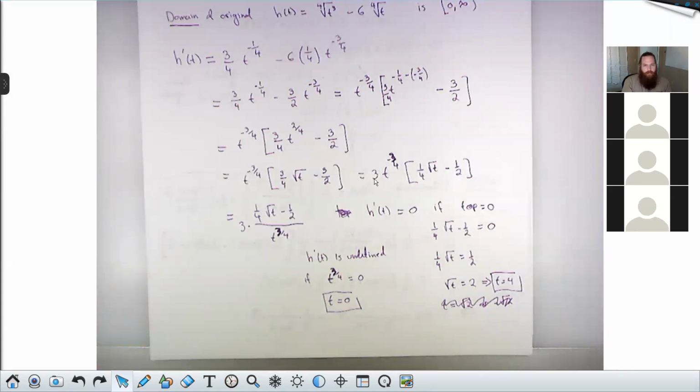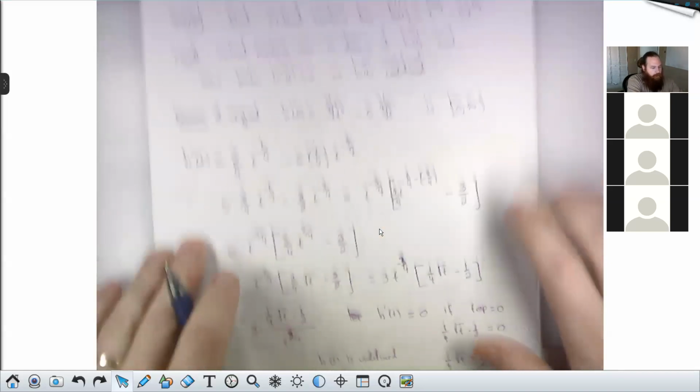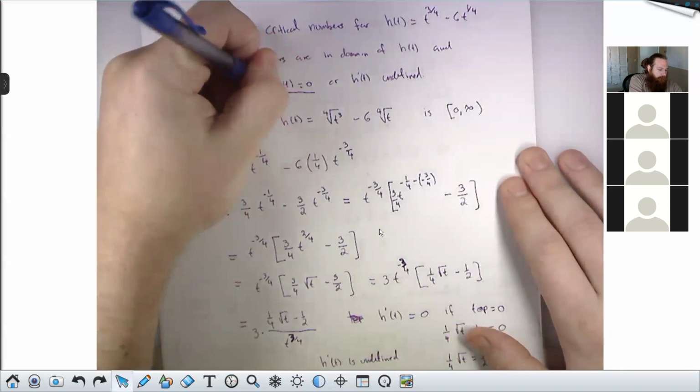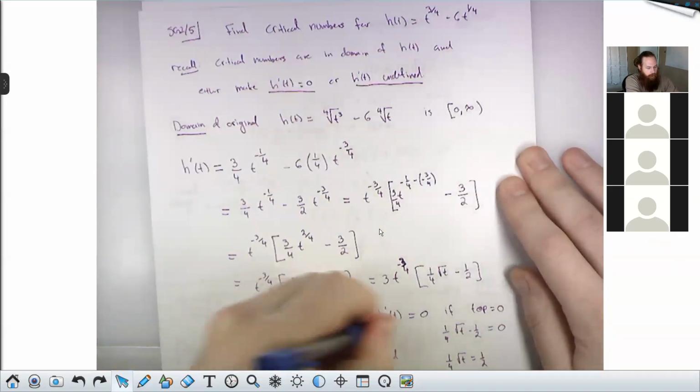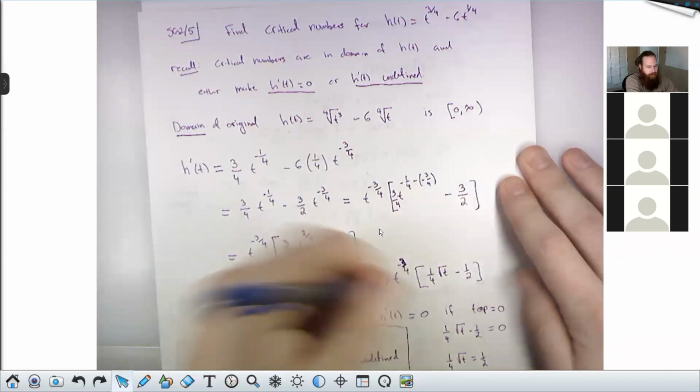Excuse me, sir. Yes. Good morning. Good morning. To find a critical number, I think we take only the top equal to 0. So I don't know why you take the bottom, t to the 3/4, equal to 0. Can you explain to me? So I'm looking for two different things here. Remember, critical numbers are places where h prime is equal to 0 or where h prime is undefined. So over here, I'm finding places where h prime is equal to 0.